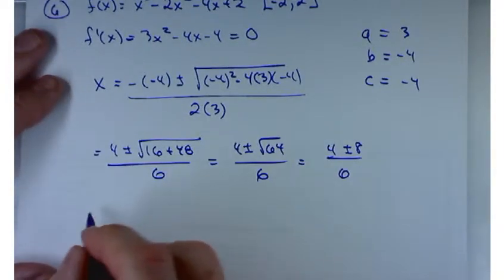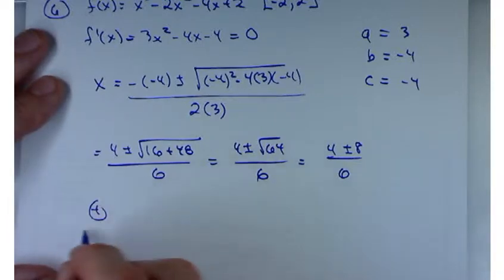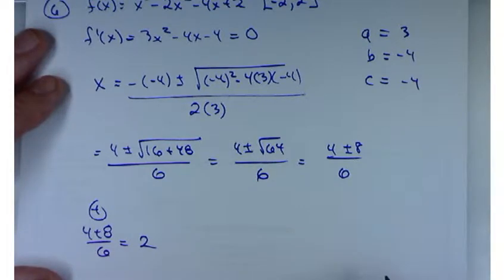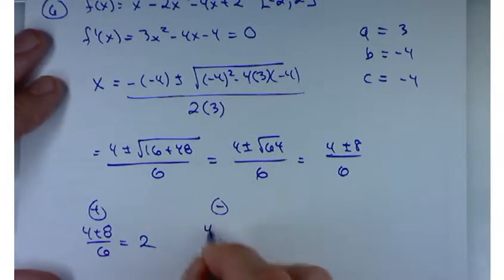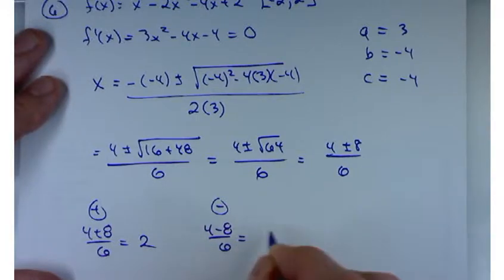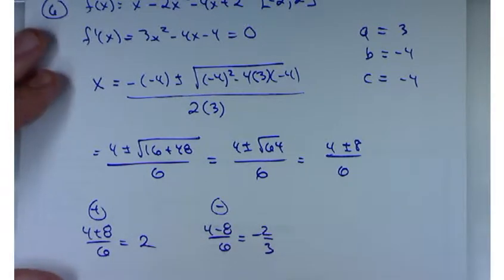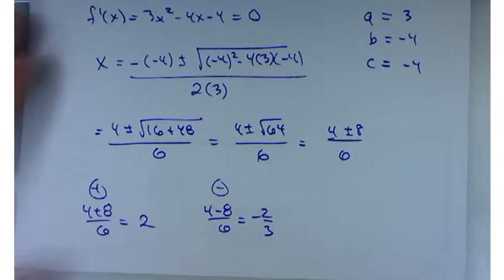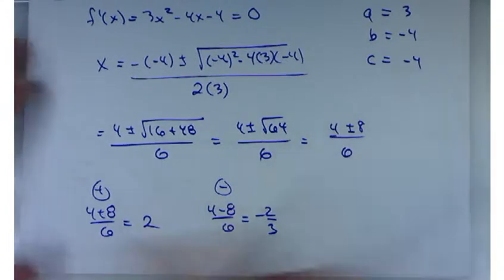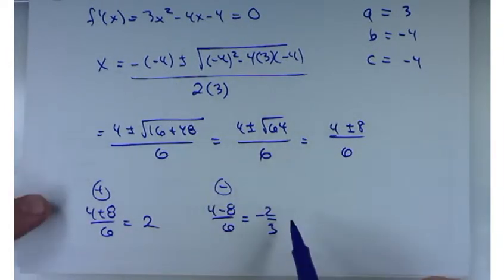There's two possibilities. The positive case is 4 plus 8 over 6, which is 12 over 6, or 2. The negative case is 4 minus 8 over 6, which is going to be negative 4 over 6, or negative 2/3. All right, so we're guaranteed to find at least one place where the derivative is 0, and we found two places.